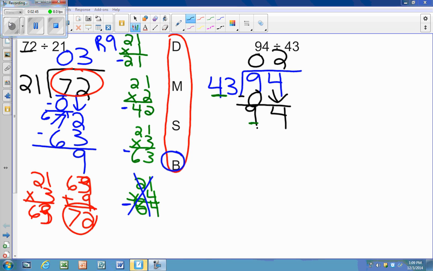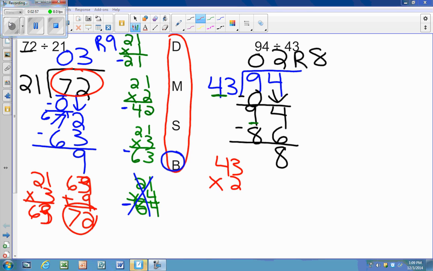2 times 43 is 86. And now I'm going to subtract. And I have 2 remainder 8. And then I'm going to do a check again, which is 43 times 2, which is 86. And then 86 plus 8 gets me to 94.